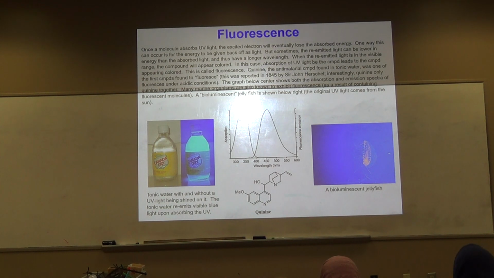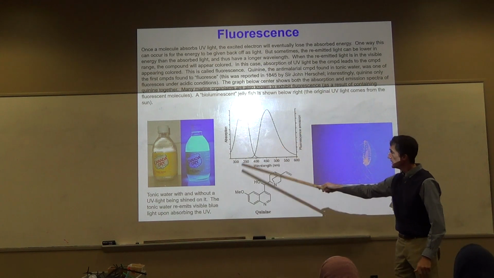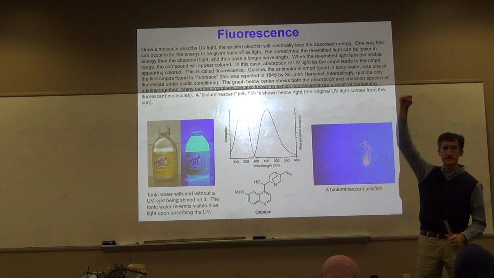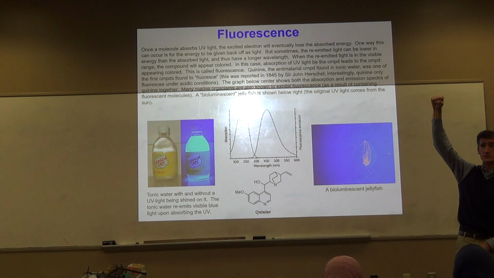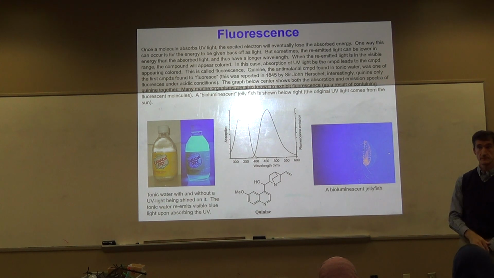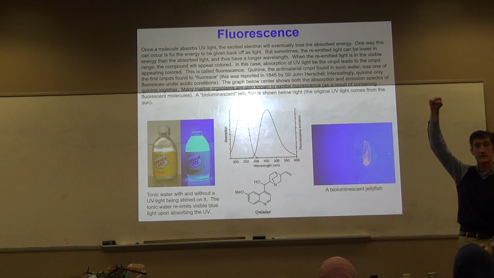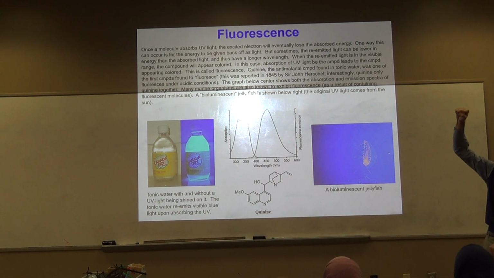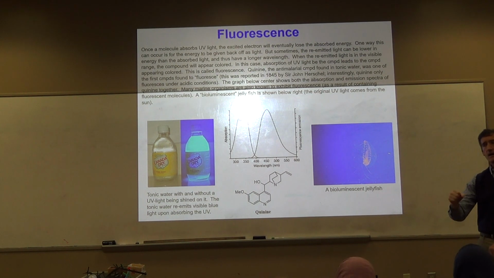Fluorescence. You can read this. Once a molecule absorbs some UV, you excited it. Does that electron stay up there forever? No, it's going to come back down. When it comes back down, it releases energy. I absorb the energy, I'm going to eventually release it. How does it release it? A variety of ways. One way is to fluoresce. When a molecule fluoresces, it releases back light, but it doesn't release the same light it absorbed.